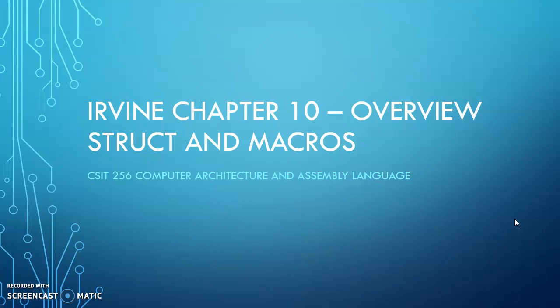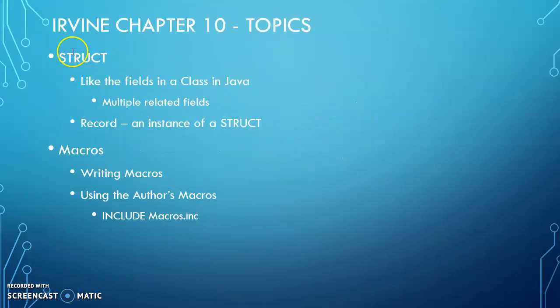The two primary things we're going to be looking at in Irvine Chapter 10 are struct and macros. So at a high level, the struct and the macros are the two things that we are going to be looking at.